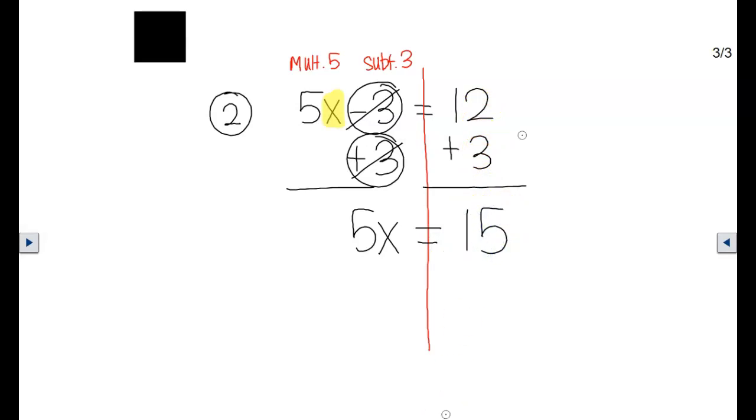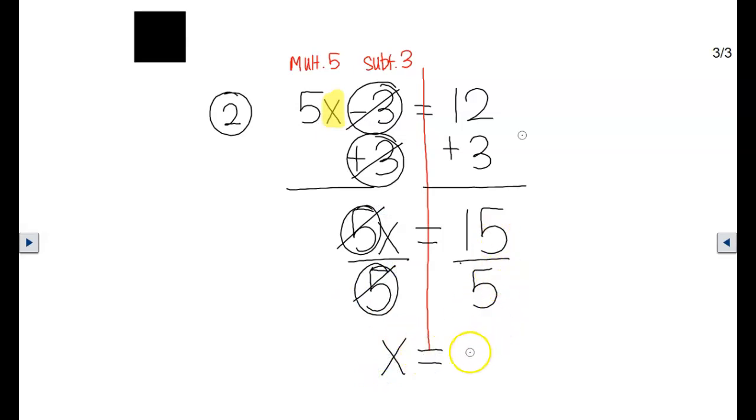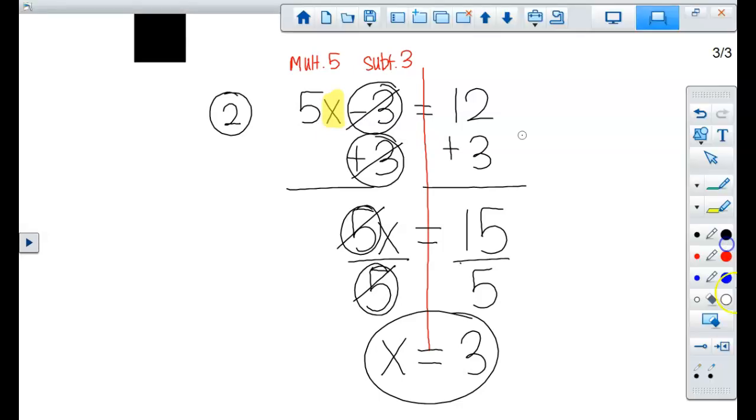So I have undone my subtracting. Now I'm going to look at this for multiplying or dividing. When I see 5x, I know that means 5 times x. So this is multiplying by 5. So now I'm going to undo that multiplying. To undo multiplying by 5, I divide by 5. So my multiplying by 5, my dividing by 5 cancel each other out, leaving x alone. 15 divided by 5 is my answer, which is 3. So I end up with x equal to 3. So we look for the adding or subtracting first and undo that. And then we look for the multiplying or dividing last and undo that.